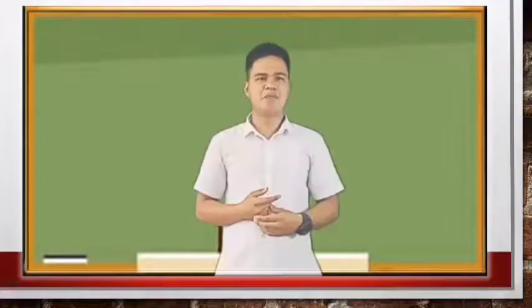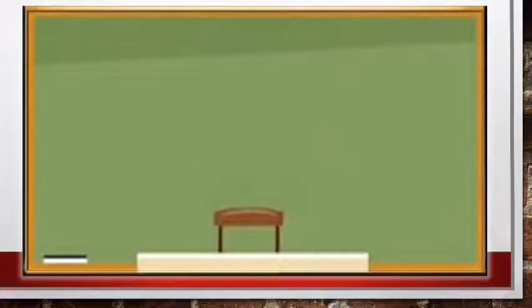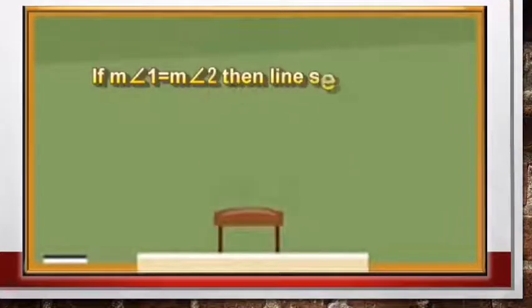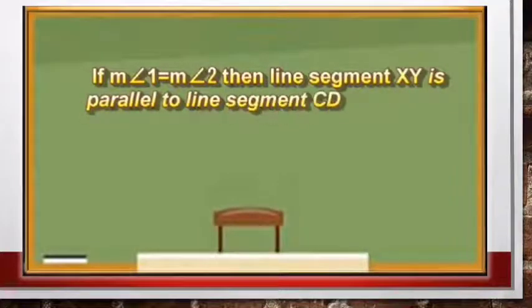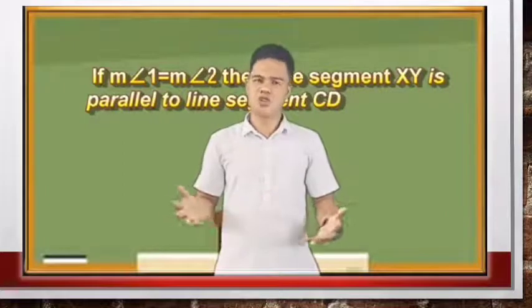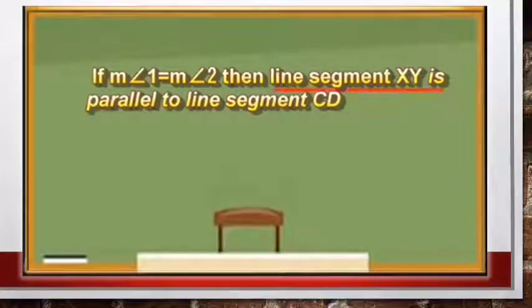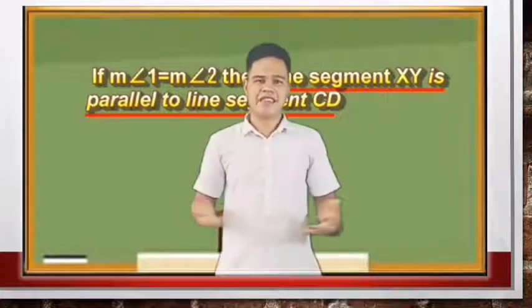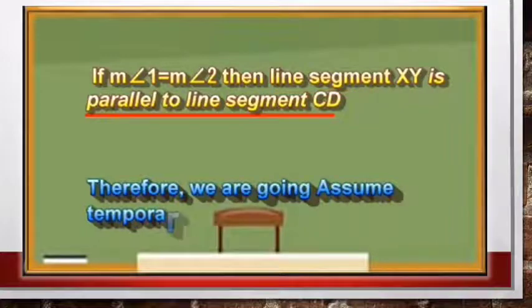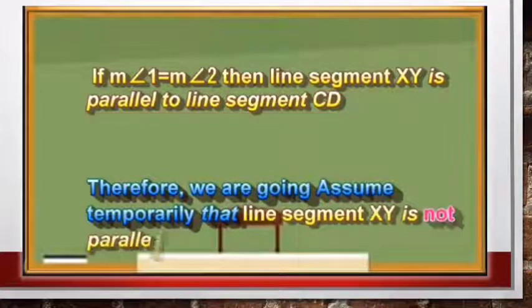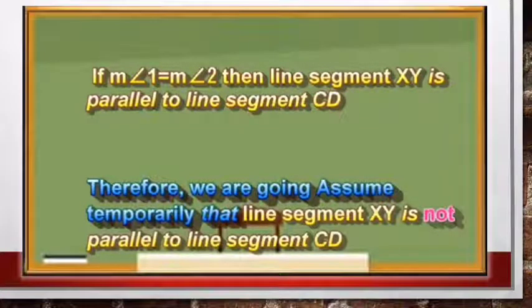Example number 3. If measure of angle 1 equals measure of angle 2, then line segment XY is parallel to line segment CD. So the conclusion is line segment XY is parallel to line segment CD. The same method, we're going to assume temporarily that line segment XY is not parallel to line segment CD.